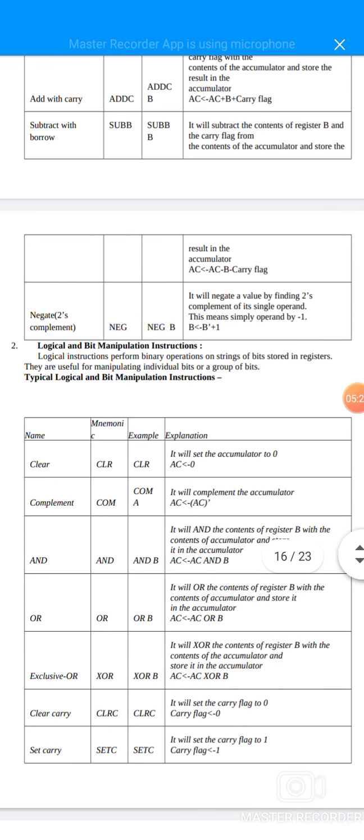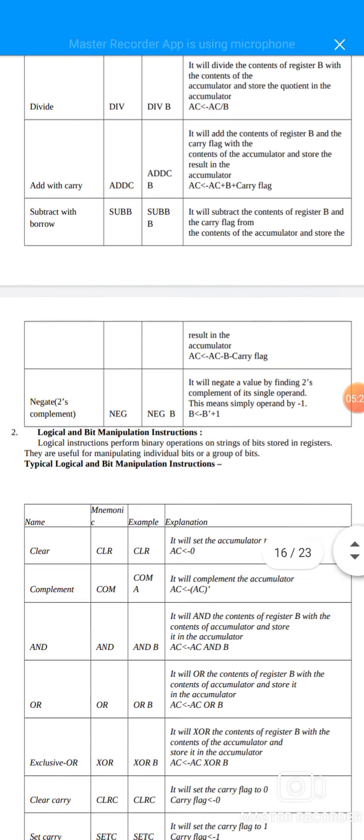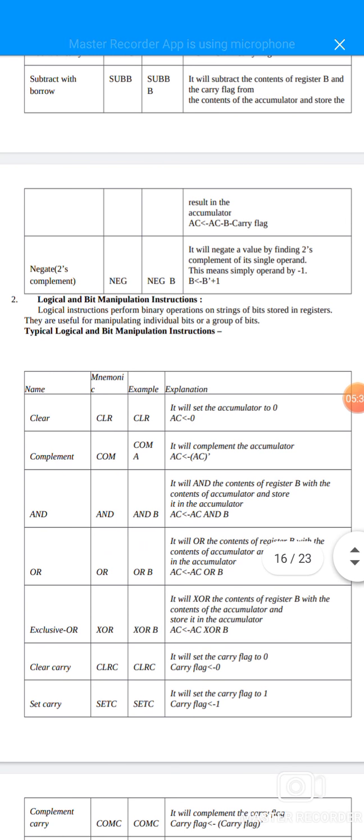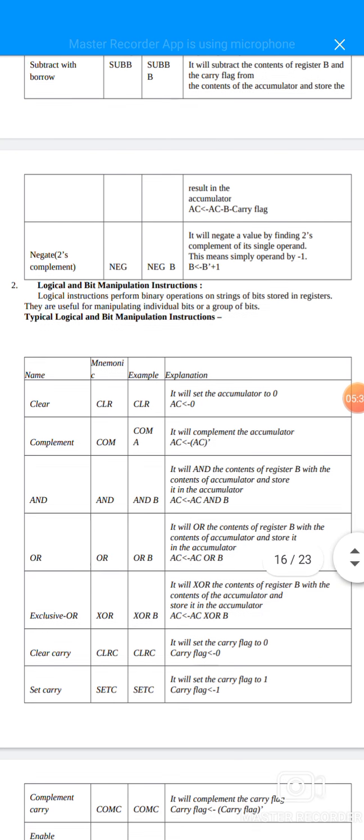Second one is logical bit manipulation instructions. Logical instructions perform binary operations on strings of bits stored in registers. They are useful for manipulating individual bits or a group of bits. Typical logical bit manipulation instructions' names, mnemonics, examples, and explanations are given on the screen.